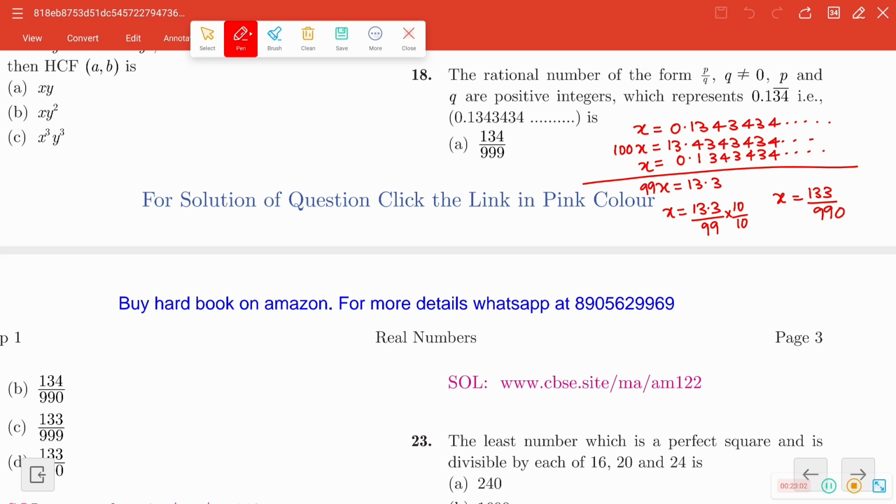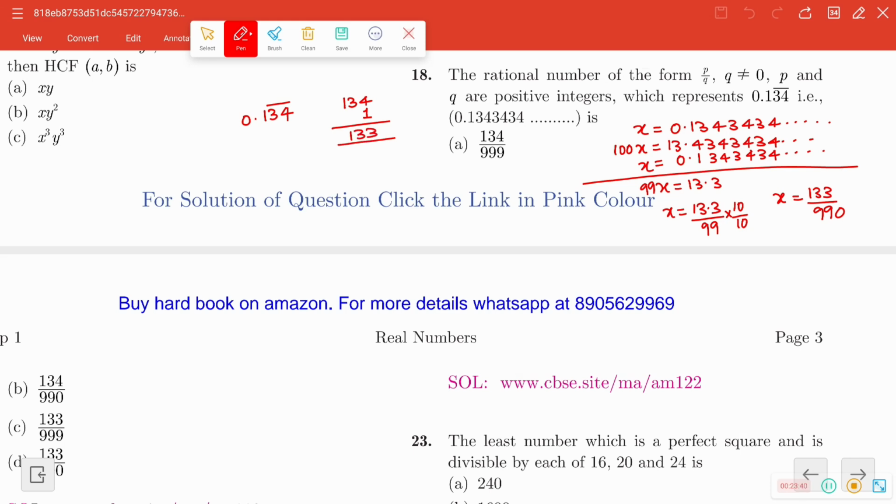The given number is 0.134 bar. What we have to do: without the bar, write the total number once. First step, write the total number without bar. So that is 134. Then subtract the digits that are there without bar. How many digits do we have without bar? One digit, that is 1. So that 1 should be subtracted from the whole number. Subtract that 1 from 134, we get 133. So this should be there in the numerator.